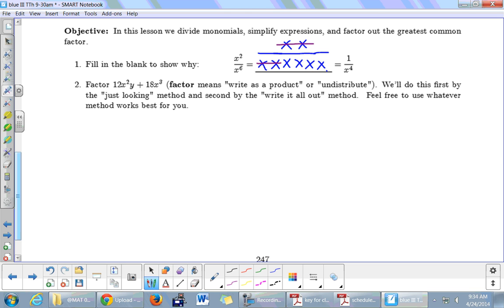And then I've got to put a placeholder because everything upstairs disappeared. So what number is up there? 1. And how many x's are left over? 4 of them. And so 1 over x to the 4th is our answer. And again, if you take a future algebra class, you're going to see this presented as a rule. What's the rule? What do you do with the powers?